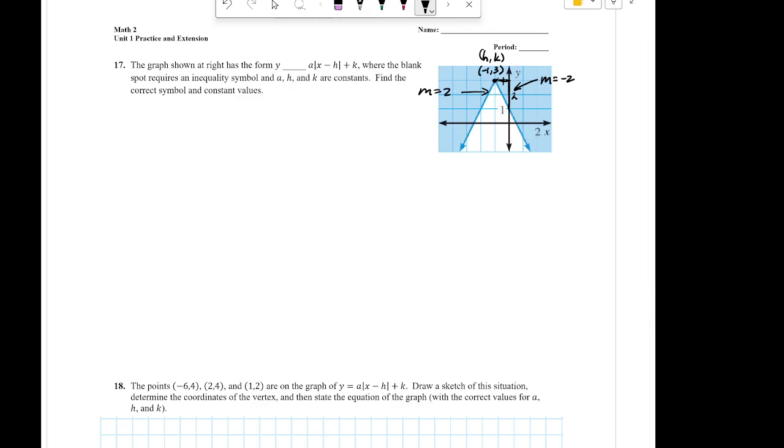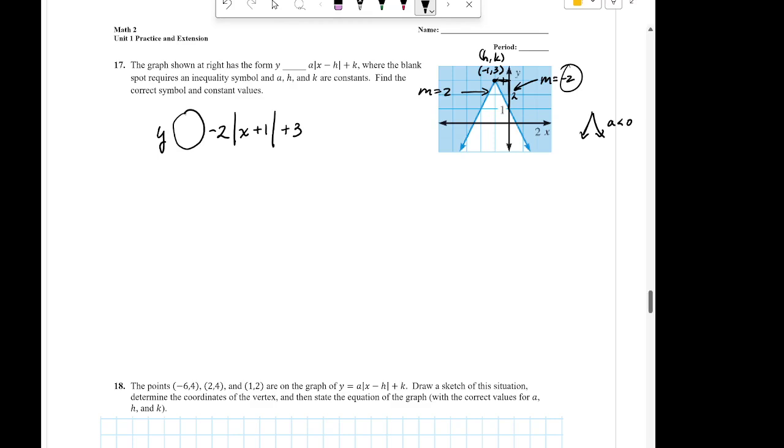And it's pointing downwards, right? It's opening downwards, so A is less than 0. So it's going to be the negative 1. It's going to be negative 2. So now we're looking at Y, and it's negative 2 absolute value, X minus H, so X minus negative 1 turns into plus 1, and then plus K, which is plus 3.